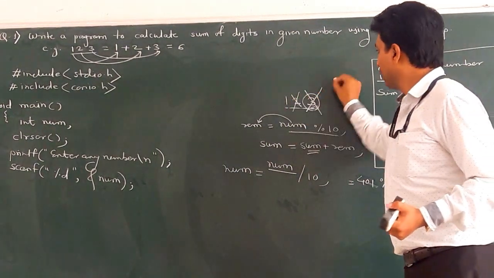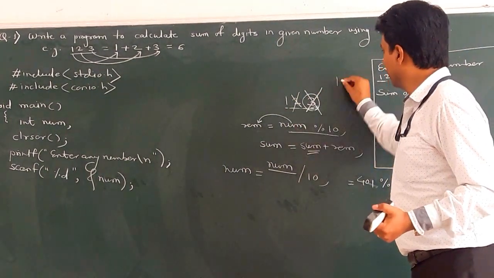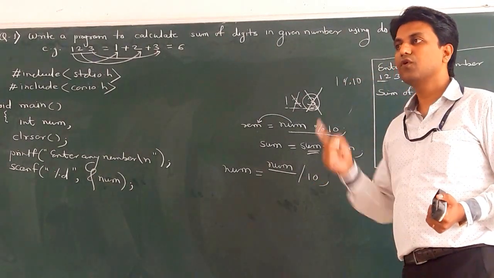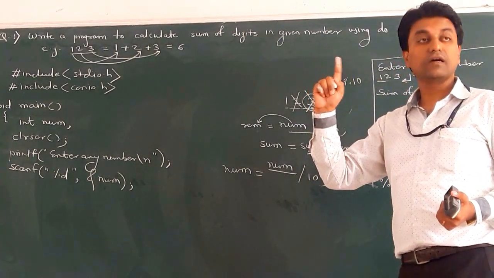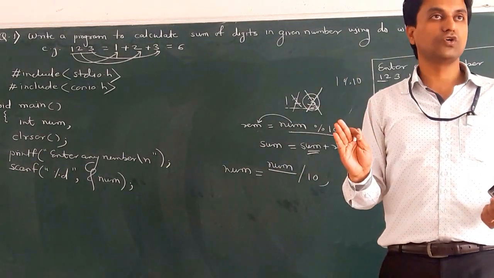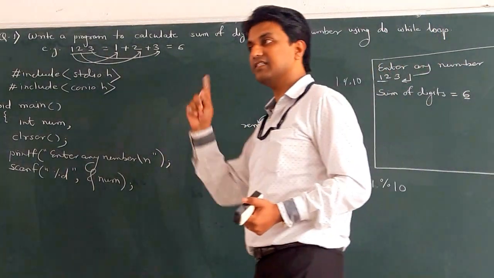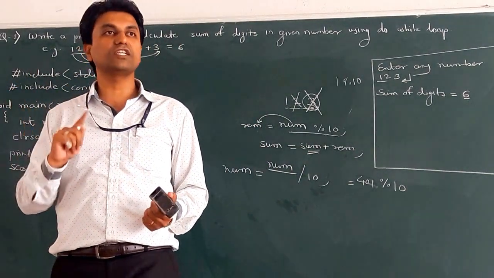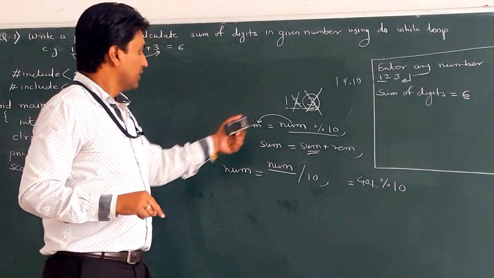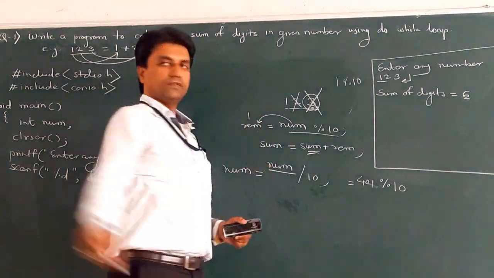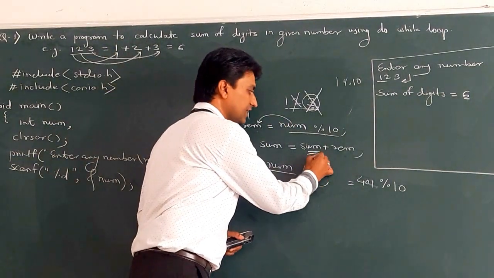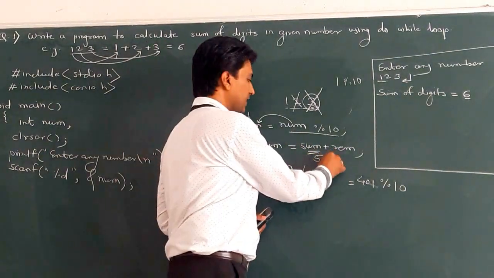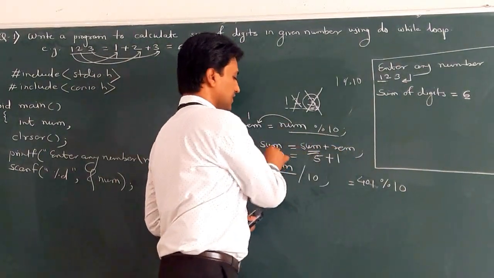That means for 1, the first step is 1 mod 10. So what is the quotient now? Quotient is 0 and remainder is 1. So the remainder is now 1. The intermediate sum is now 5. 2 plus 3 becomes 5, plus remainder 1, it becomes 6.